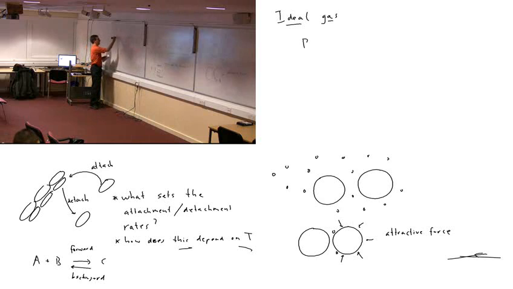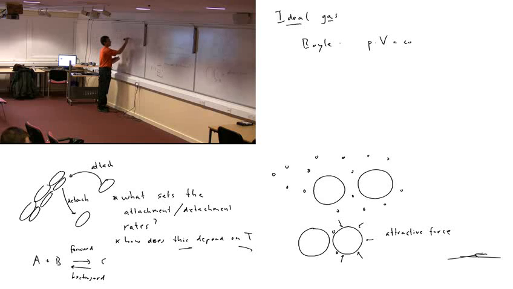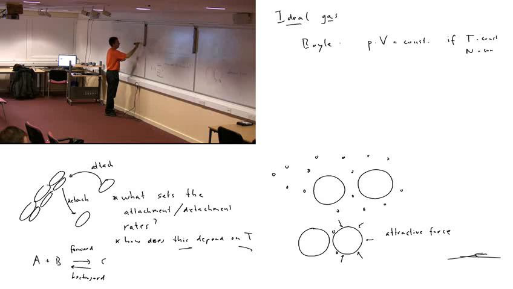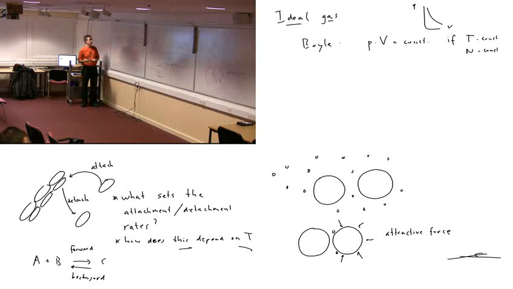You have the law of Boyle, which essentially says that the pressure times the volume is a constant if T is constant and the number of particles is constant. So it gives you this typical PV type of graphs.